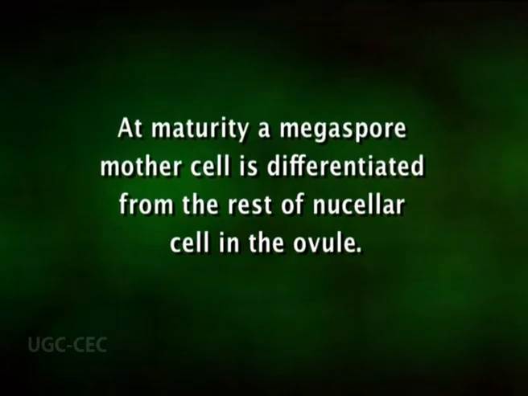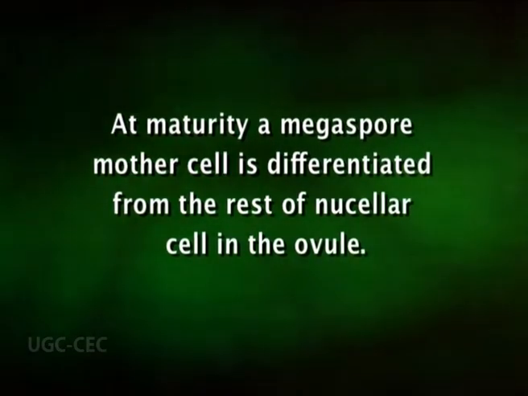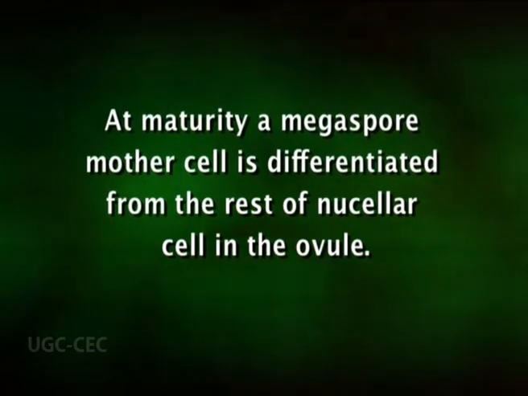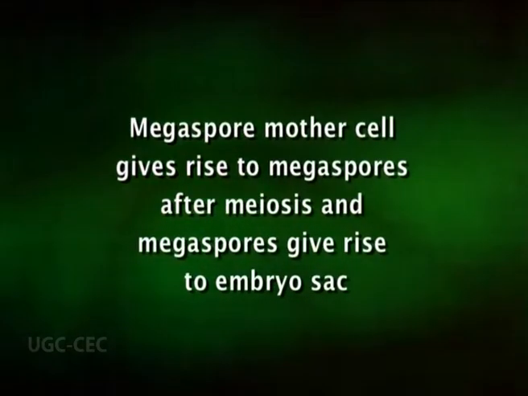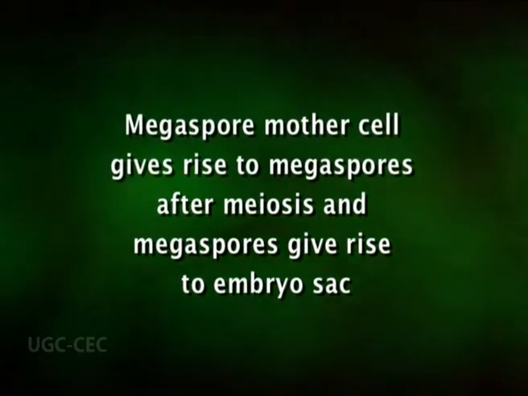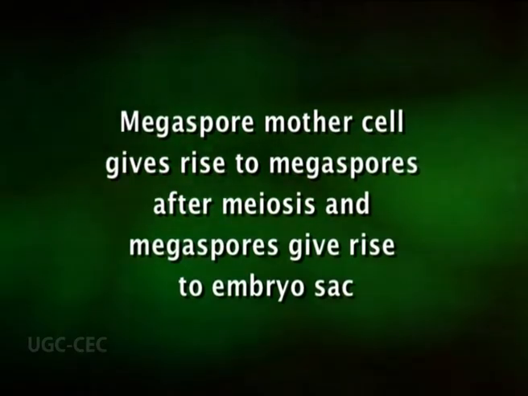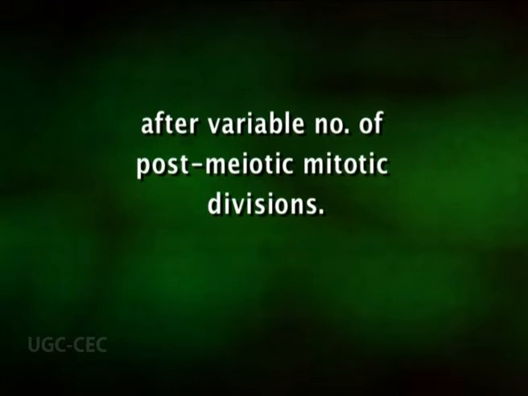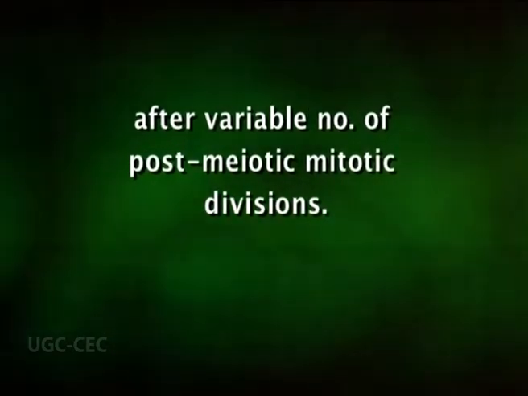At maturity, a megaspore mother cell is differentiated from the rest of the nucellar cells in the ovule. The megaspore mother cell gives rise to megaspores after meiosis, and megaspores give rise to the embryo sac after a variable number of post-meiotic mitotic divisions.